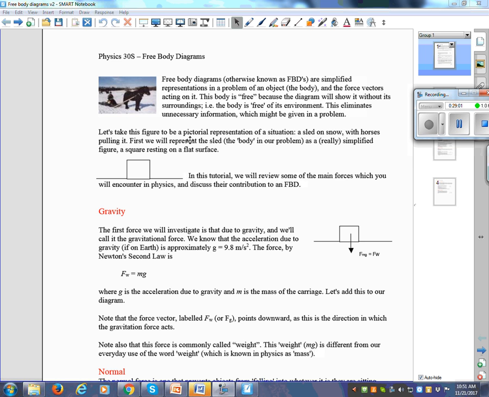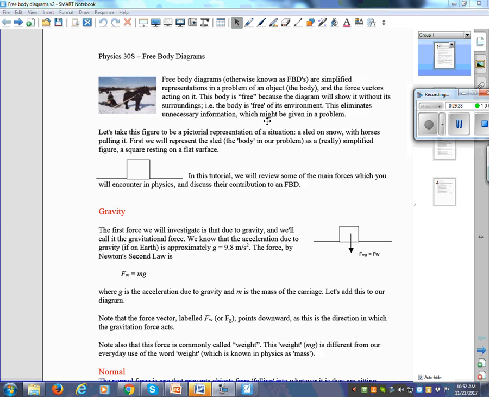Let's take this figure to be a pictorial representation of a situation. We've got a sled on snow with horses pulling it. First, we represent the sled, the body in our problem, as a really simplified figure, a square resting on a flat surface. Now, there is some discussion. Mr. Smigowski and I disagree a little bit here. I like to draw the ground. He claims that the ground shouldn't be there because it's supposed to be free of its surroundings. So, we may encounter that in the future. That said, I'm drawing the ground.